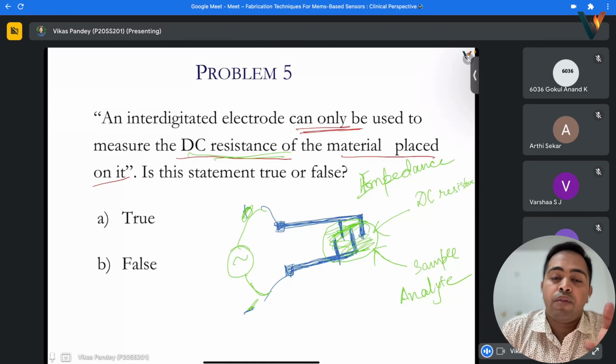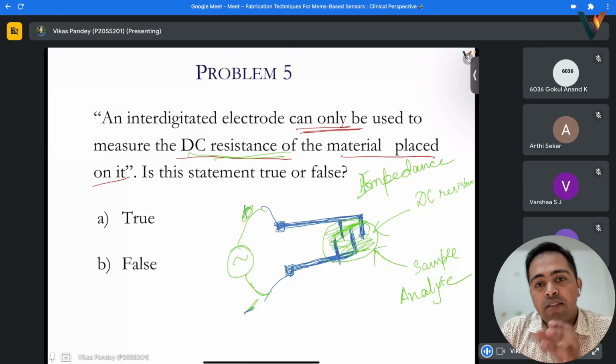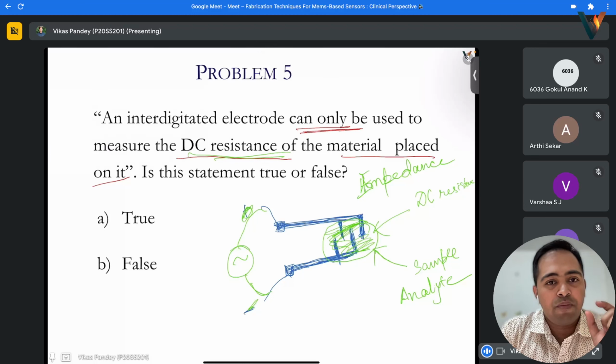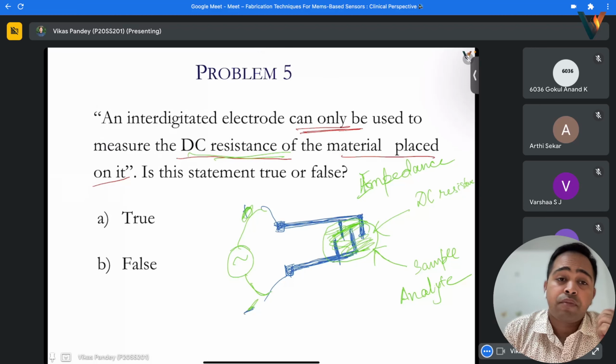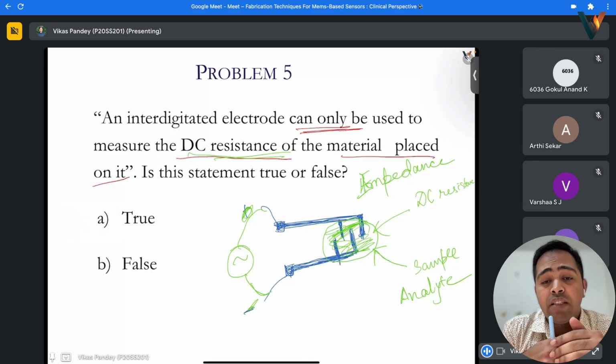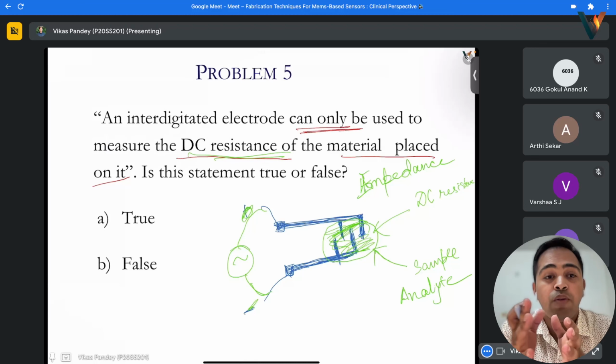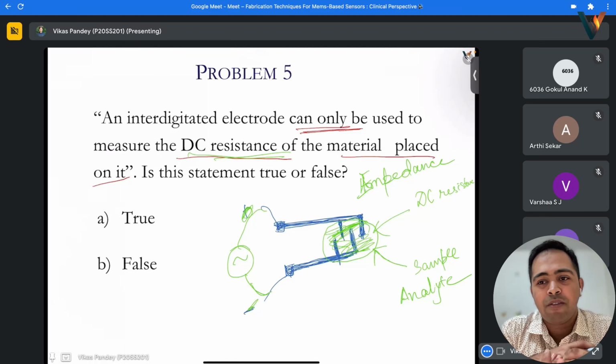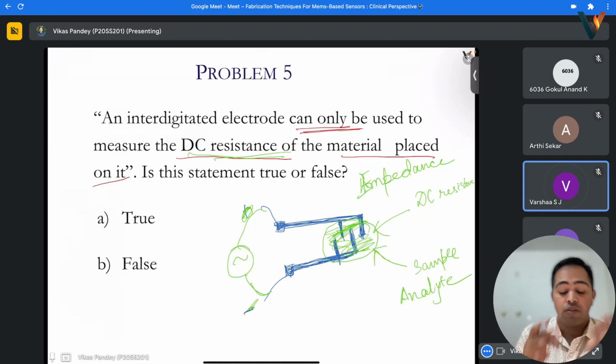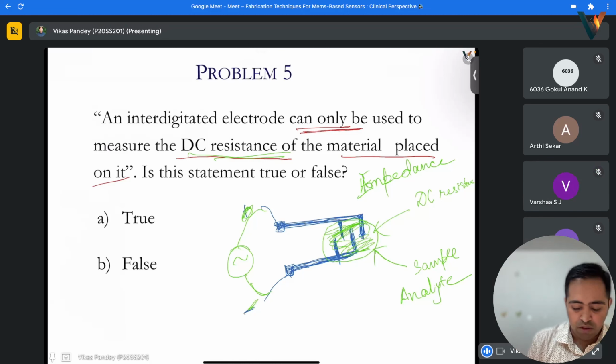And if you see the lectures also, sir discusses at one place that we can either go for DC resistance, or in some cases we can even go for impedance, so that the parasitic capacitance and these things can be removed. Okay, so now will it be true or false? False, because we can go for some more things also, right?